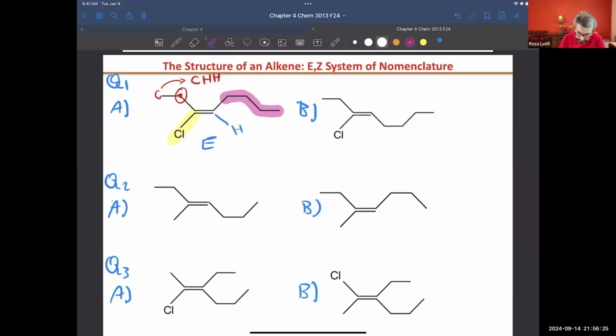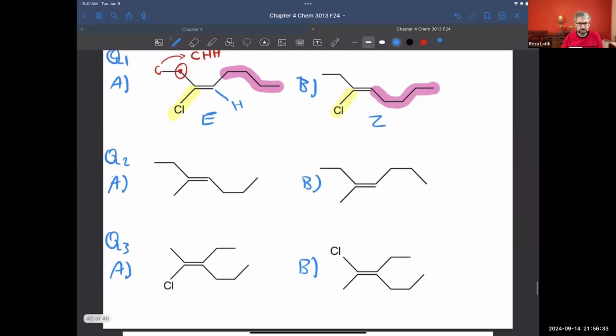Repeat this one. This time, those 2 are on the same side, so it will be the Z isomer. Ethyl versus methyl: ethyl clearly is heavier than the methyl. And on the other side we have this group, which is heavier than hydrogen. Remember, always you have hydrogen there even if they are not showing it. So that one, because they are across from each other, will be E.